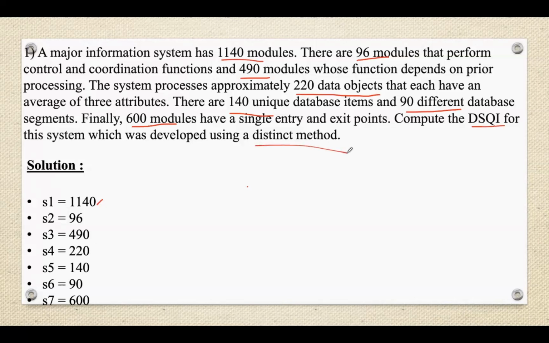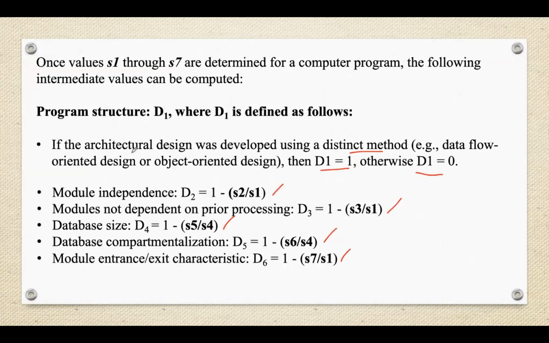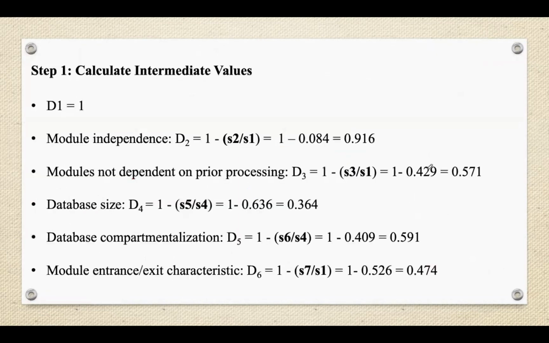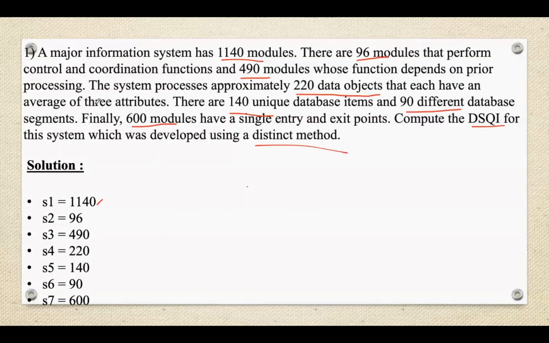So based on this criteria only, we need to find out D1 value, right? So if a distinct method is used, then D1 value will be 1. If there is no distinct method, D1 value will be 0. That's what we saw here, right? So if the design was developed using a distinct method, then D1 equal to 1. Otherwise, D1 equal to 0. Now calculate the intermediate values. So D1 equal to 1, as in the question, they mentioned clearly about how the system was developed. So it was developed using a distinct method.